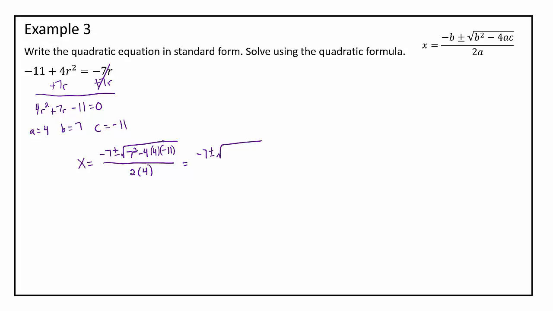7 squared is 49. I have a negative here and a negative here, which makes a positive, and we need to do 16 times 11. Which is 176. And 2 times 4 on the bottom is 8. We need to add 49 and 176 together, which gives us 225.